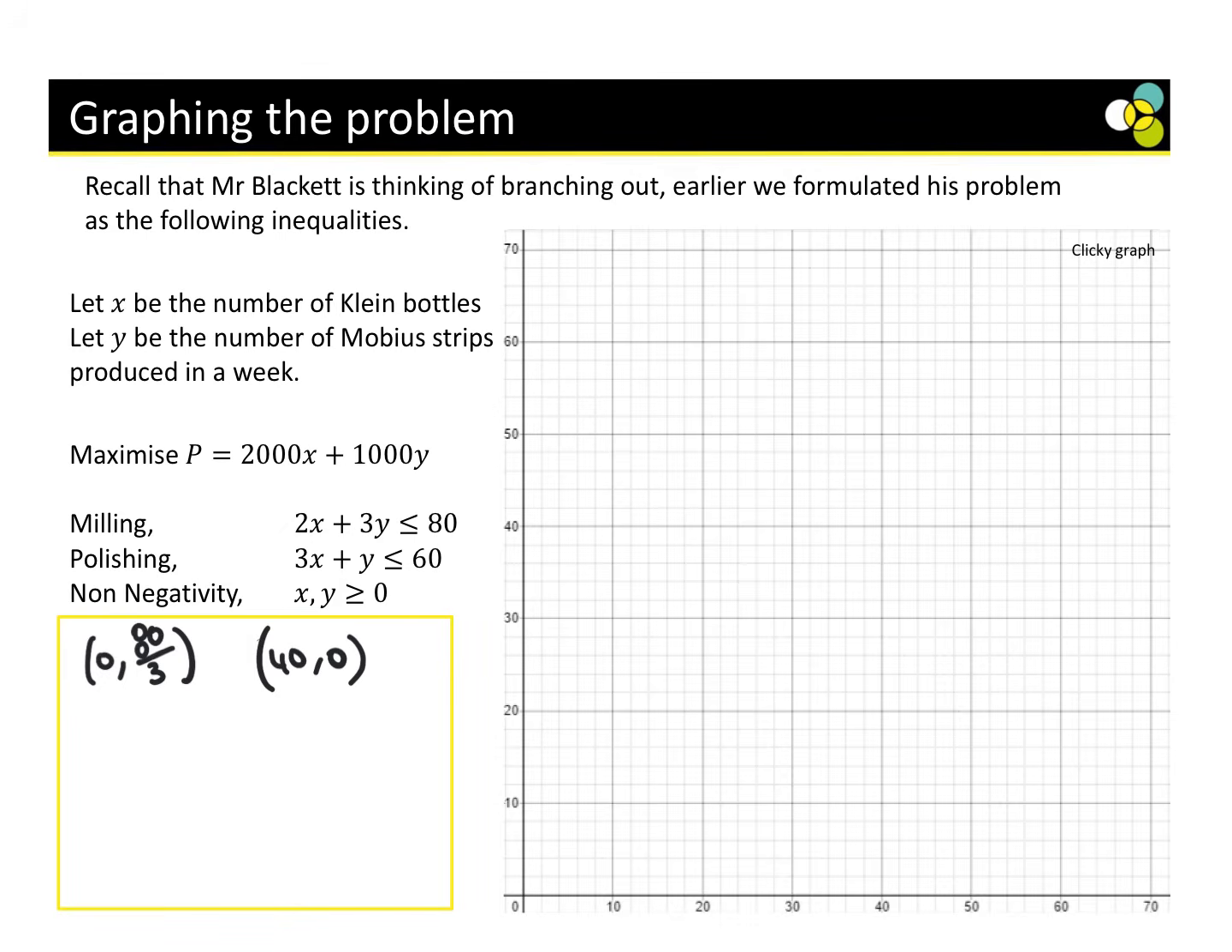Now let's get some colours involved here. Right, so we highlight this one. These are our 2 coordinates. So we're going to plot them on the graph. 0, what is 80 divided by 3?